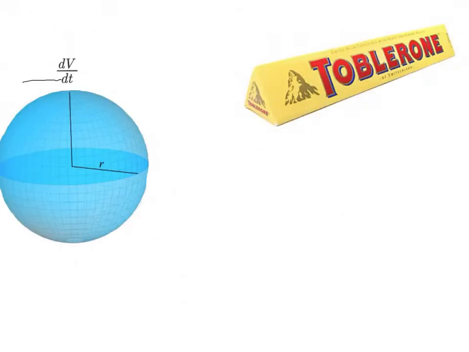Let's try this one. So we've got our Toblerone triangle set up, with time at the top, and the two things that are changing are the radius r of the sphere and the volume of the sphere. So you can think of it as like blowing up a round balloon. The radius is increasing and the volume is increasing. Now the bottom bit we're going to do on our own, this bit. So what do we get?